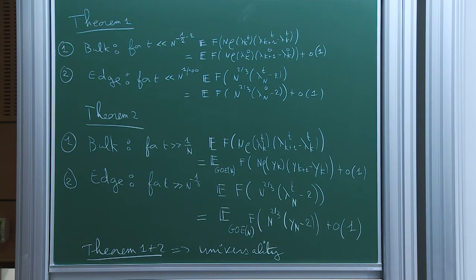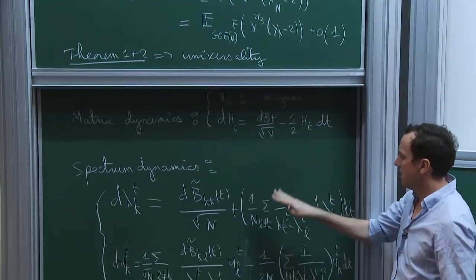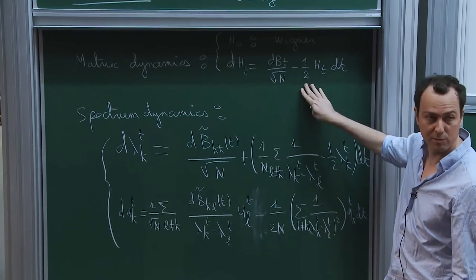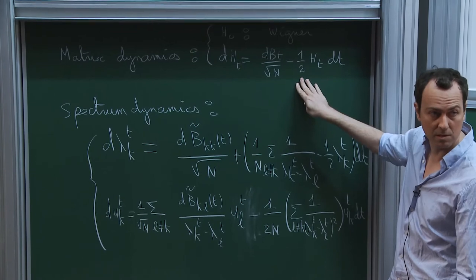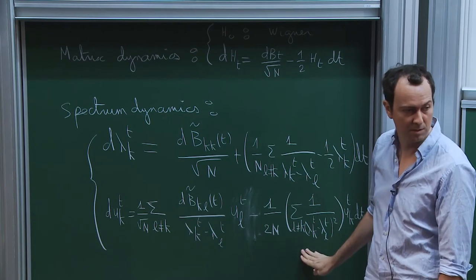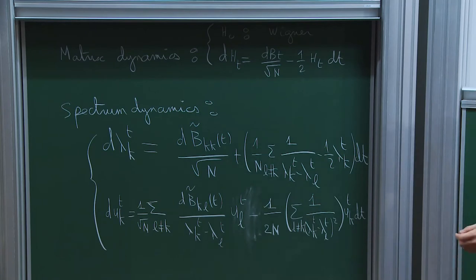Concerning theorem 2, which is much more challenging to prove, you have already a relaxation of your dynamics after a shorter time, so just time 1 over n in the bulk and n to the minus 1/3 at the edge. So I forgot to mention the dynamics I consider, of course, are the matrix Dyson-Brown motion, okay, which induces some spectral dynamics. Theorem 1 only relies on the matrix point of view, the fact that the matrix satisfies this equation, but theorem 2 requires the spectral dynamics to be proved. Okay, at least the first line, which is Dyson-Brown motion.